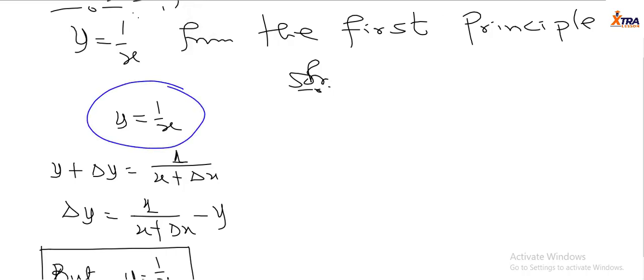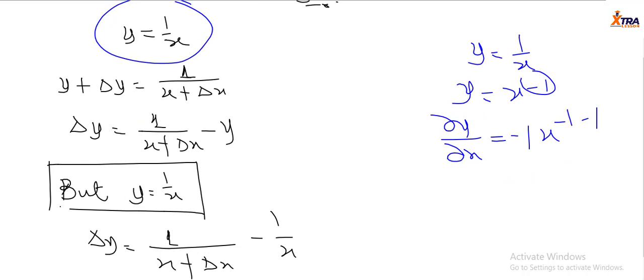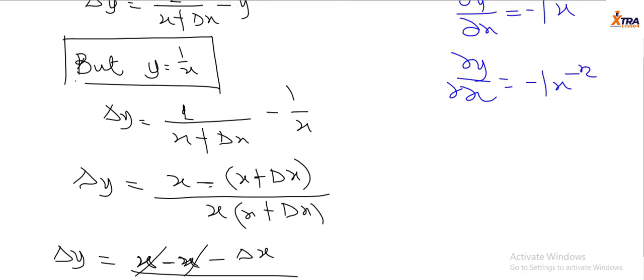Now, if we have to differentiate this with normal differentiation, we have y equals 1 over x, so I can change this to x to the power minus 1. With the reduction in power, this minus 1 will come here. I'm having x to the power minus 1 minus 1, so dy over dx equals minus 1 times x to the power minus 2. This is power minus 2, which is equivalent to what we got.